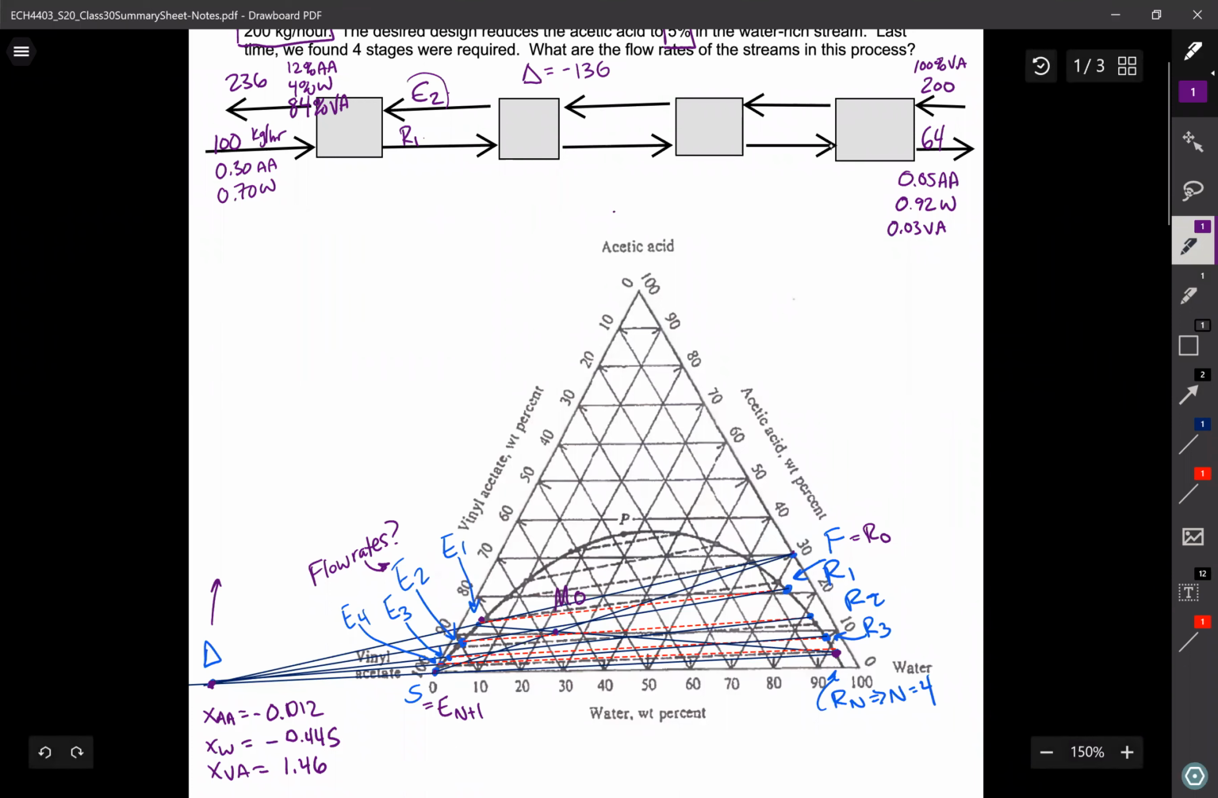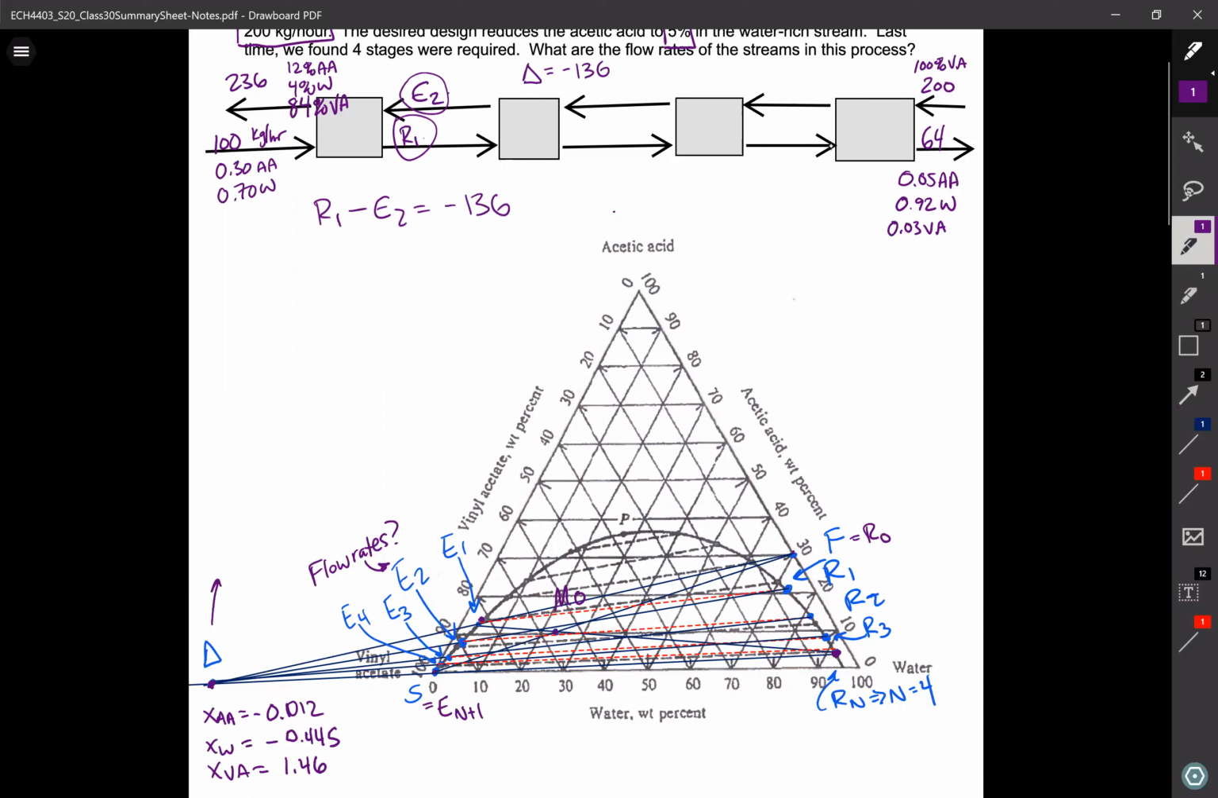All right, so we want to find the flow rates of E2 and R1. So I'm going to do that with the two material balances like I've been doing. I'm going to say R1 minus E2 is minus 136 because it has to be equal to delta. And then I'm going to pick a component to do my other balance. So I've got two unknowns in this equation, which means I need one more equation to solve. And I'm going to refrain from choosing acetic acid as the component that I balance for the reasons that I stated in an earlier video, which is that the compositions will be quite similar to each other. So let's pick water.